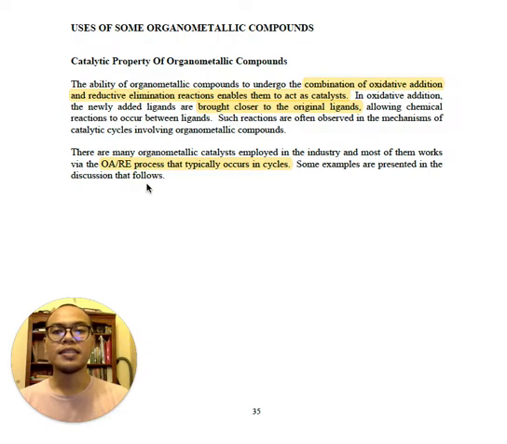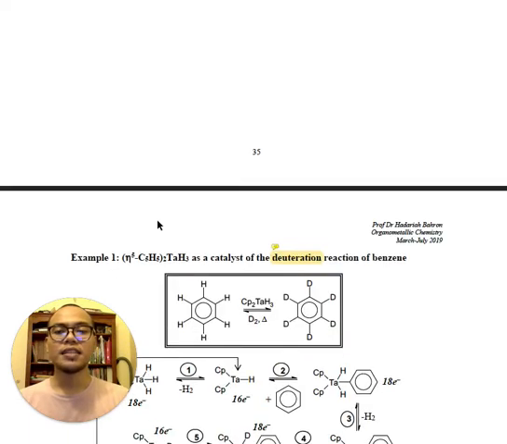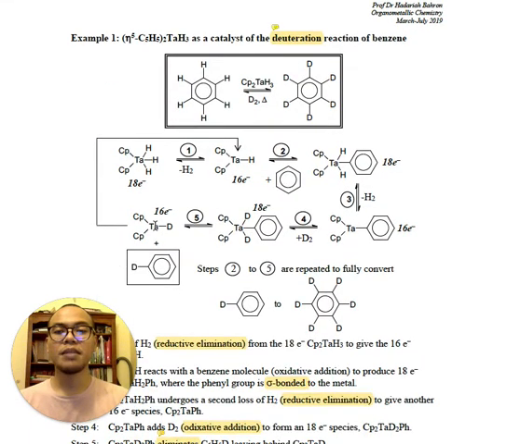Now look at this first example. Example number 1, we have eta 5 cyclopentadienyl, tantalum and trihydride. So the whole reaction is called deuteration. I want you to find out later what deuterium is.